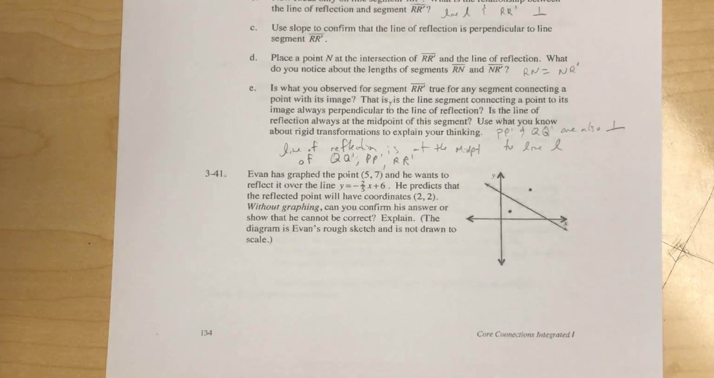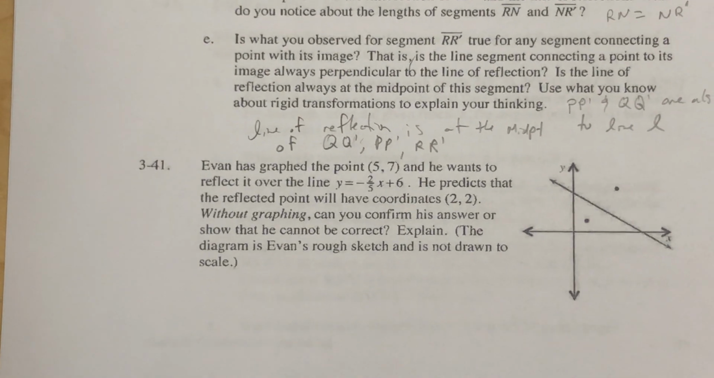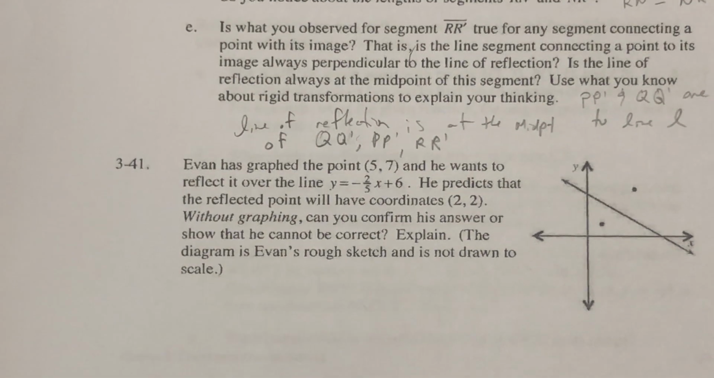So let's take a look at 41 and see how we want to address this situation. It says Evan has graphed the point (5, 7), and he wants to reflect it over this line that he's drawn. He predicts that the reflected point will have the coordinates (2, 2).